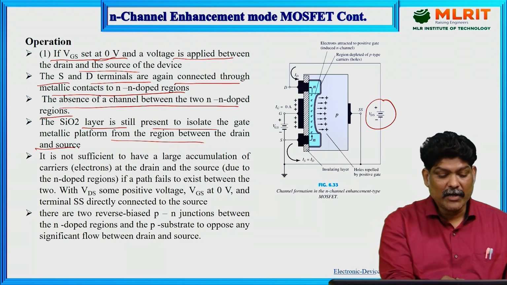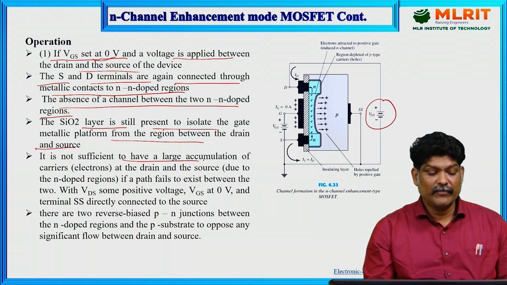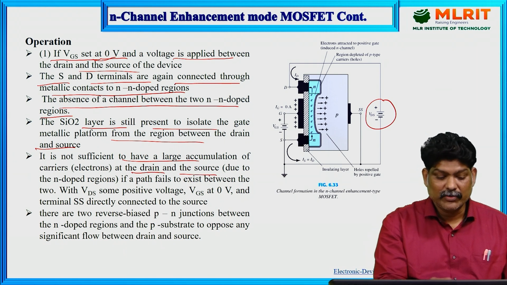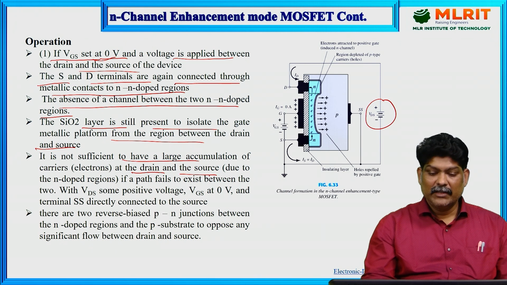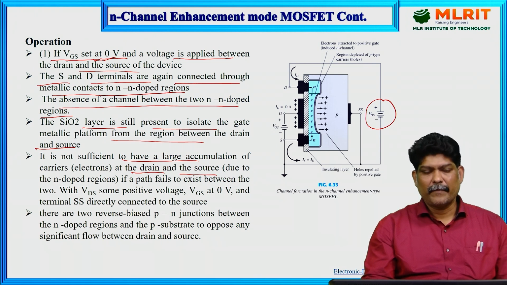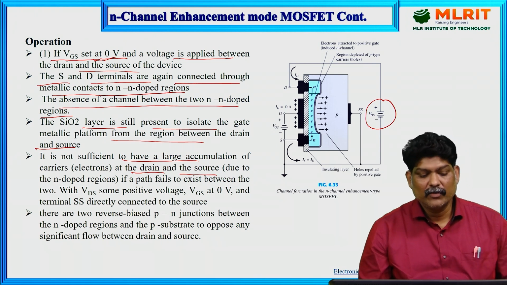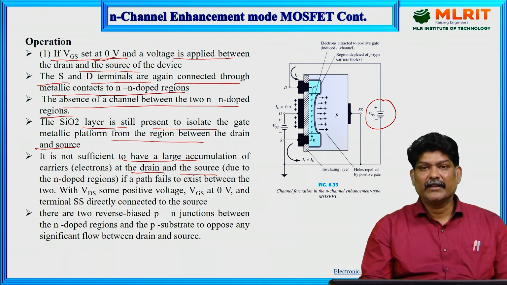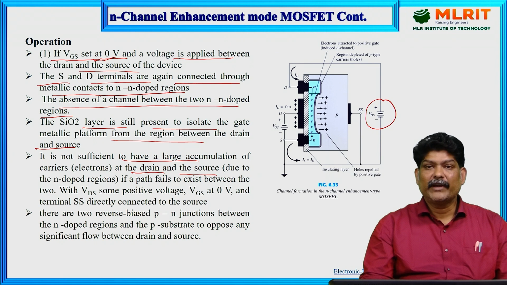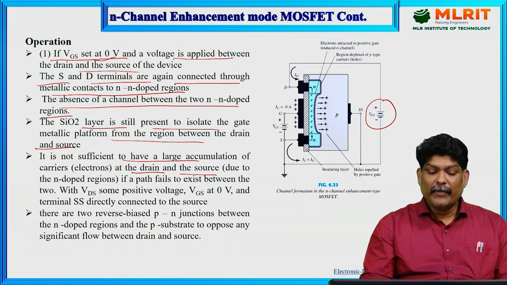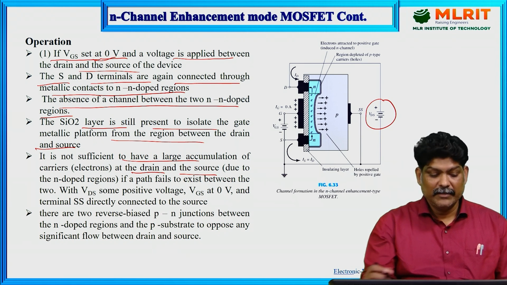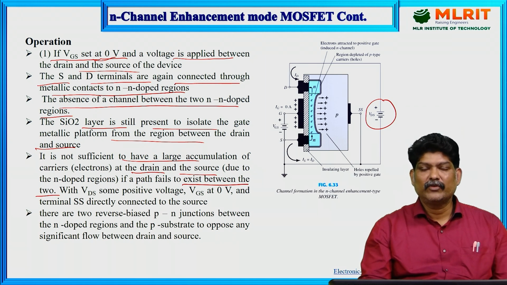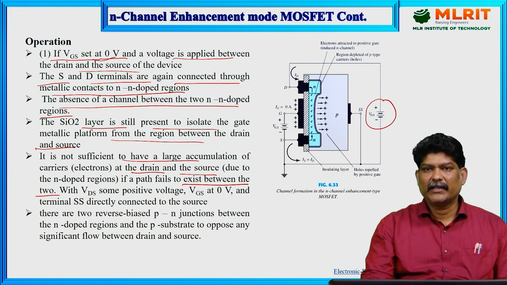It is not sufficient to have a large accumulation of carriers, electrons, at the drain and the source due to the N-doped regions, because there is no channel actually. Therefore there is no sufficiently large accumulation of carriers, that is electrons, at the drain and source. If a path existed between the two, there would be a better chance of getting electrons there.